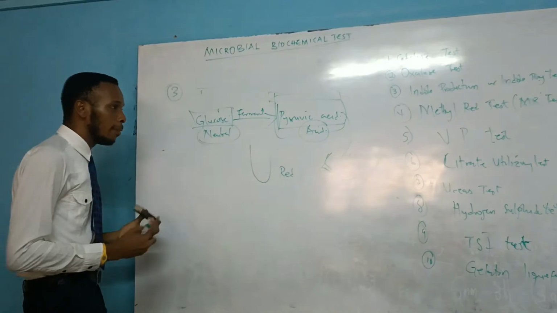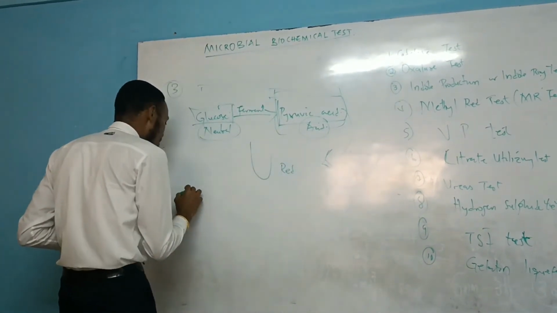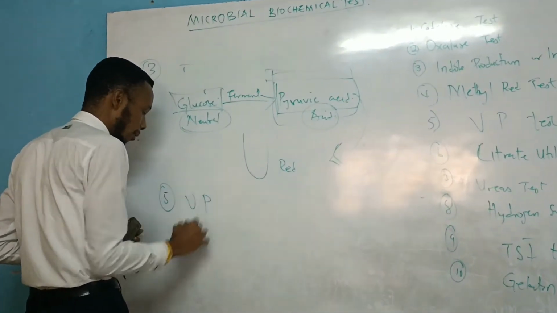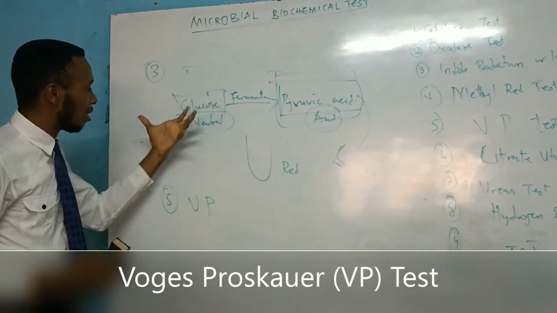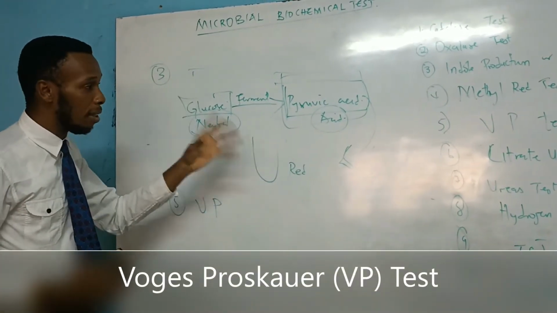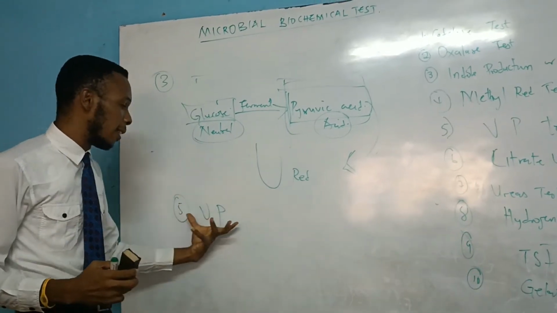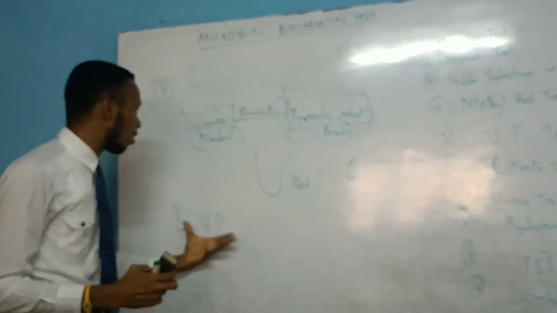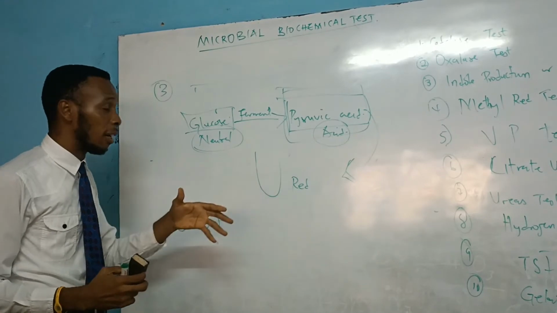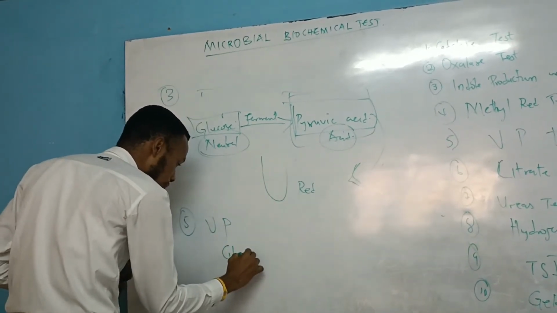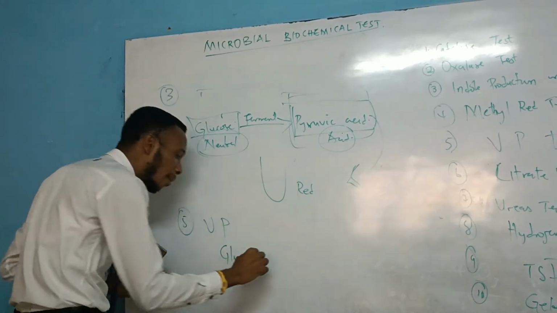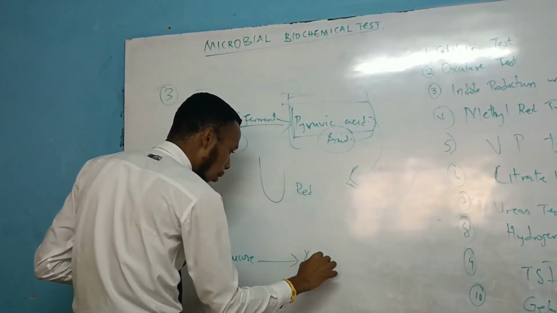Of glucose. Now, almost the same thing occurs in the VP test, the Voges-Proskauer test. Similar to the methyl red, certain microorganisms have the ability to ferment glucose as well. But this time, they ferment it to an acid, of course.